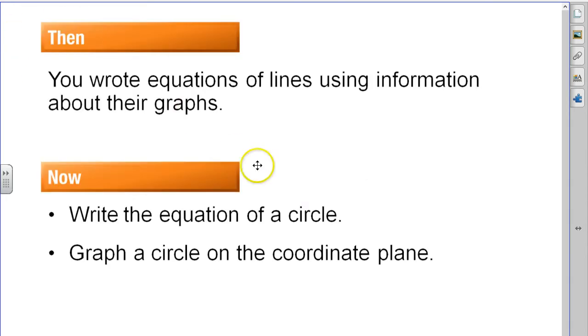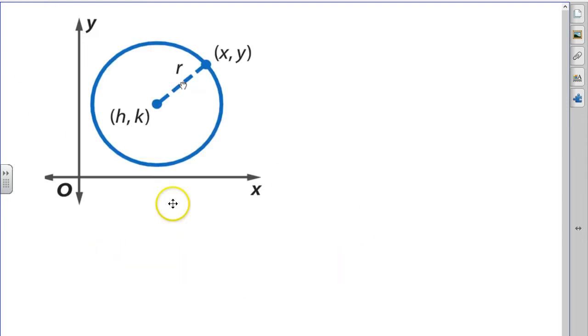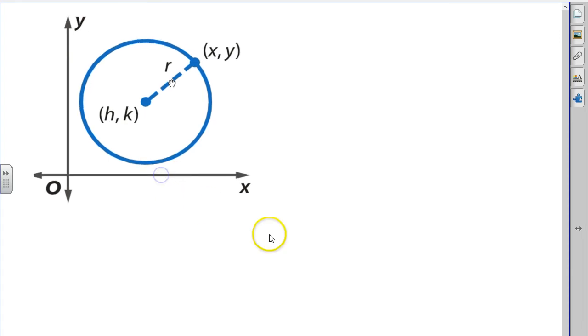Well, we've already written equations of lines using information from their graphs. Today we're going to write equations of circles, and then we're going to graph a circle on a coordinate plane. So first of all, I've got to figure out how in the world one would come up with the equation for a circle. So that's what I'm going to go through right now.